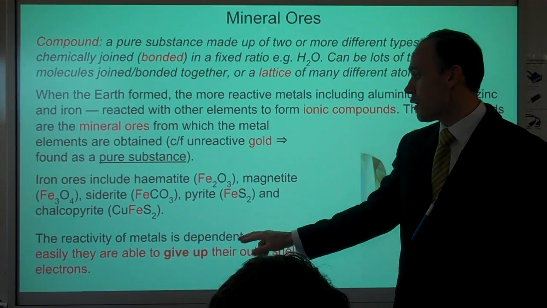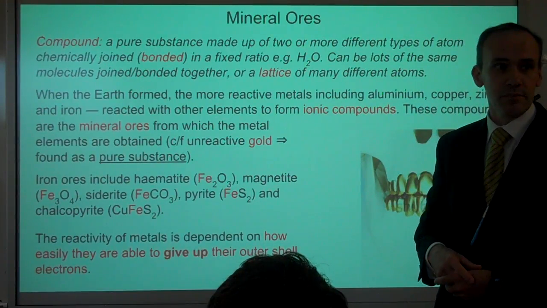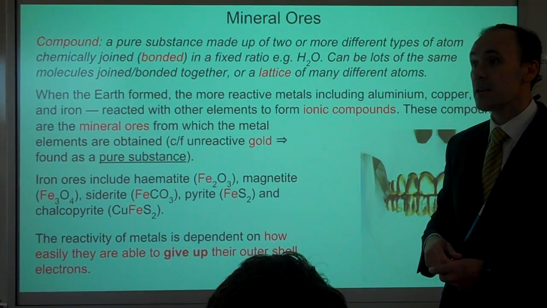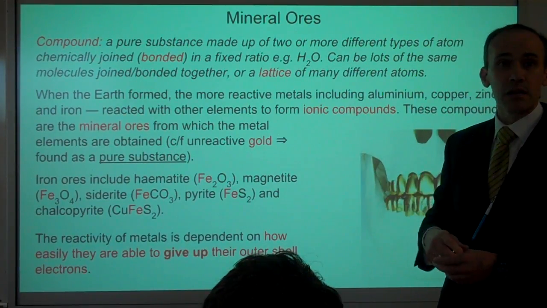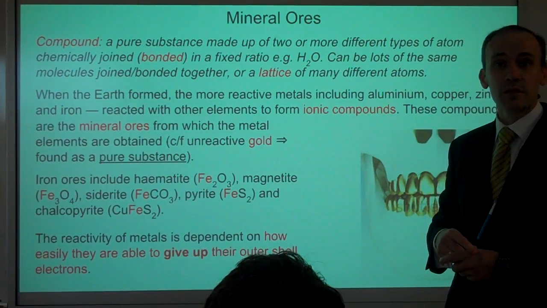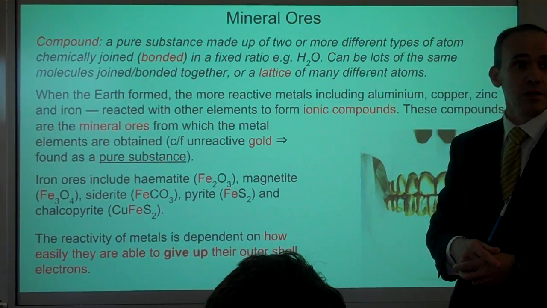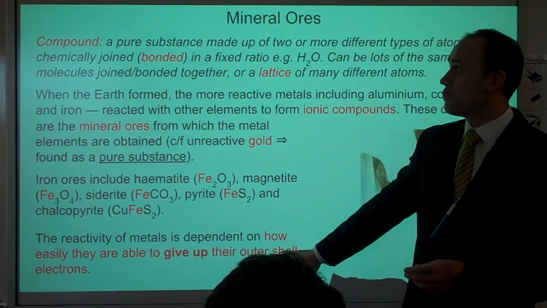Metals' reactivity is dependent on how easily they're able to give up their outer shell electrons. And there you go, we're seeing that pattern again. If you're reactive, you give up those outer shell electrons very easily. Unreactive metals don't give up their valence shell electrons easily. It's the same thing we've seen before. So that's a key point there.